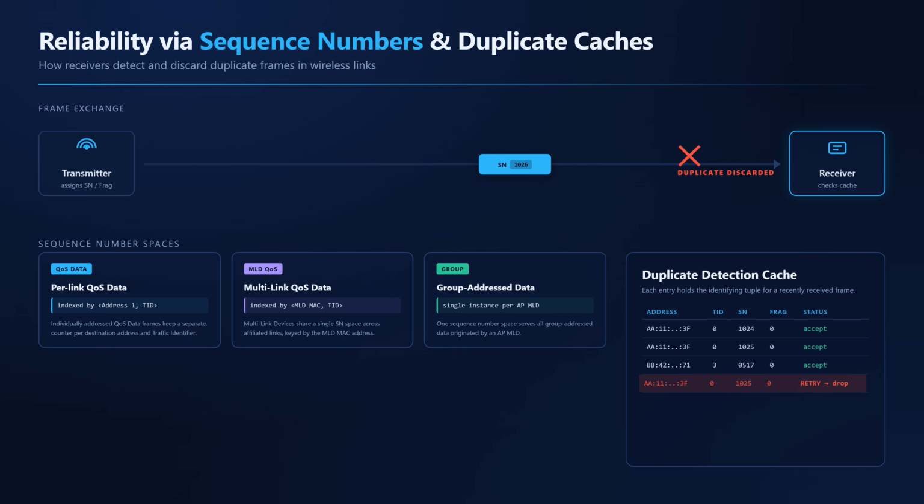When we look at devices that operate across multiple links, they maintain even more specific spaces to keep management instructions separate from the actual data being sent.